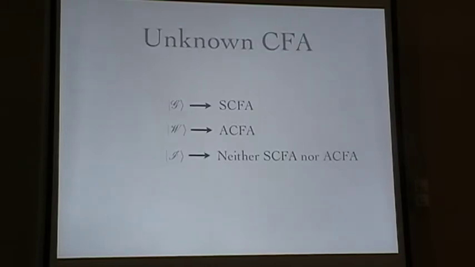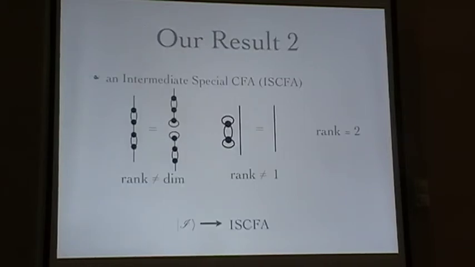And checking the CFAs induced by these 3 Frobenius states, we can verify that this state induced an SCFA, and this state induced an ACFA. However, the last one induced a CFA which is neither an SCFA nor an ACFA. So, to characterize it, we define a new kind of CFA named an intermediate special CFA. It can be easily verified that this one induces this new kind of CFA.